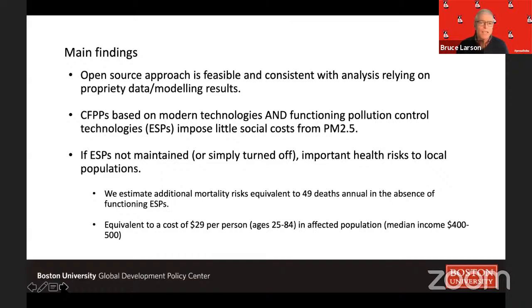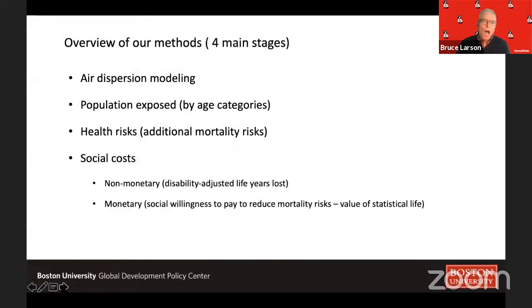In our study location, we would estimate an additional 49 deaths annually in the absence of functioning electrostatic precipitators. And that would add up to 500 people over 10 years. In terms of social costs, we convert this, based on value of statistical life, into the equivalent of about $29 per person in the affected population. The focus here is on ages 25 to 84. And this is in a region where the median income per capita is in the range of $400 to $500. So it's not a relatively inconsequential effect. Our approach proceeds in 4 stages.